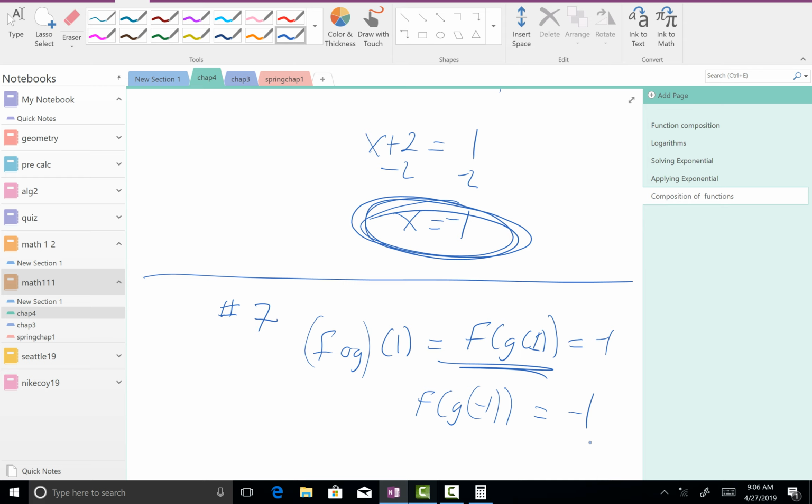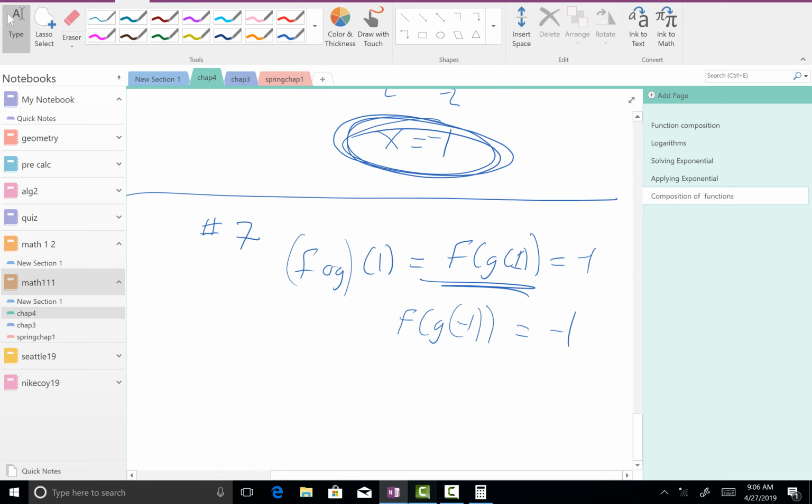Sure, we can do another one. Let's do C. This is A, this is B, we'll do C, unless there's one on there you particularly want to look at. C's good? Okay. g of f of -1.